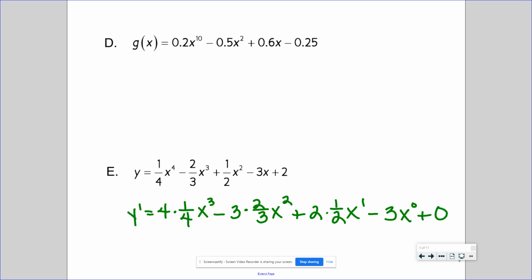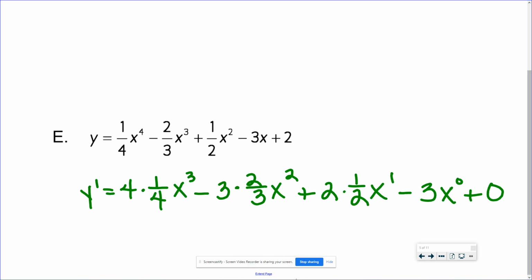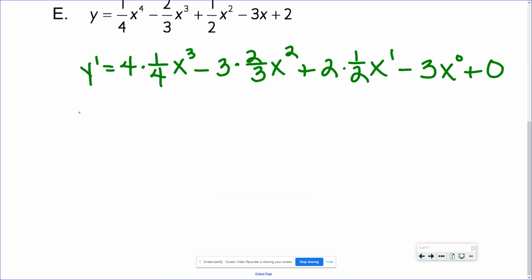Okay, we're going to clean this one up and then we will move on. So 4 times 1/4 is just 1. 3 times 2/3 is 2. 2 times 1/2 is 1. And then 3 times x to the 0, that's just negative 3. So we have our derivative here.